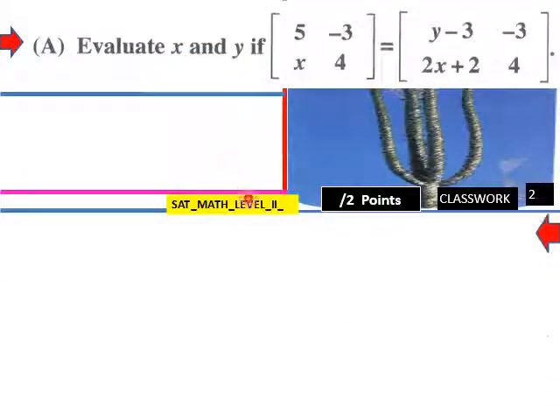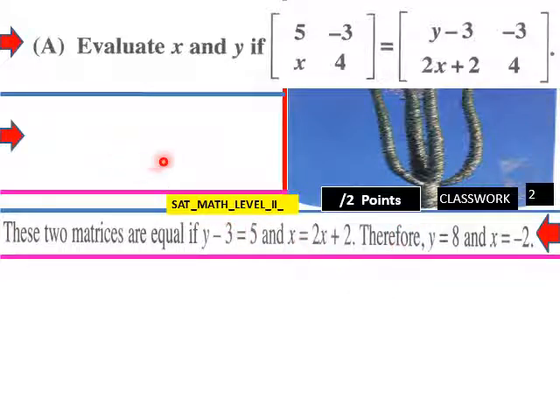So how will we do that? These two matrices are equal if y minus 3 equals 5. So y minus 3 has to equal 5. This is the corresponding entry here for 5. And then x has to equal 2x plus 2. So x has to equal 2x plus 2. Therefore, in this situation, when you solve for y, it equals 8. When you solve for x, it equals negative 2.